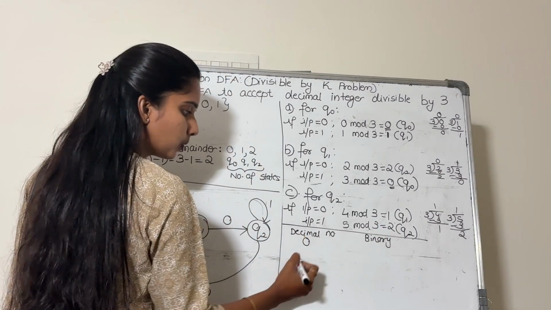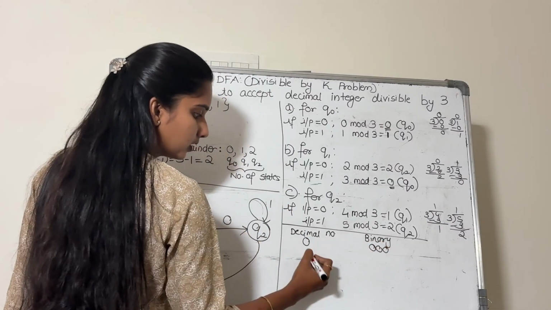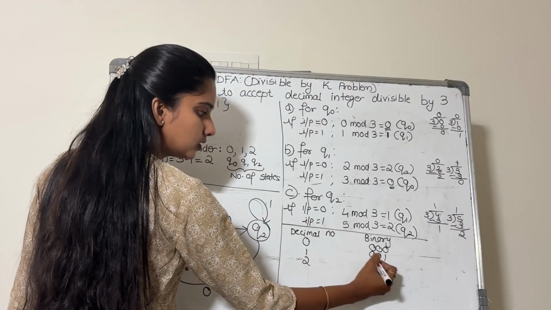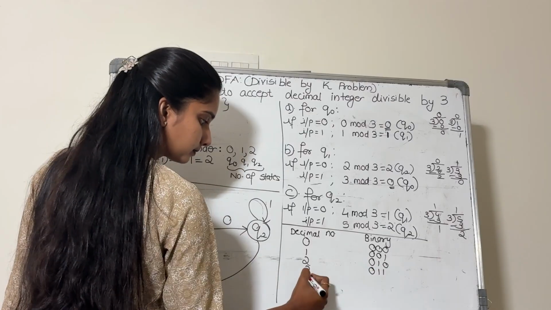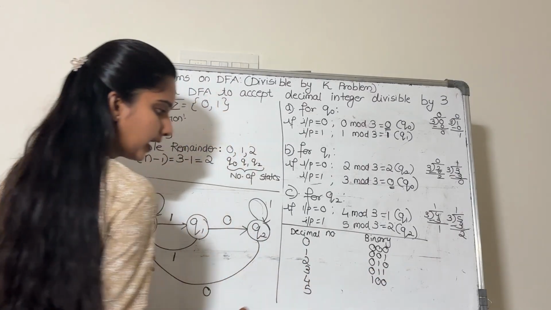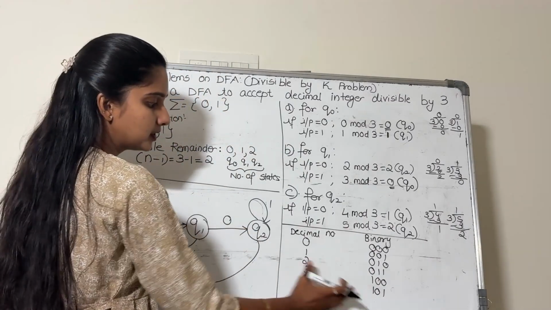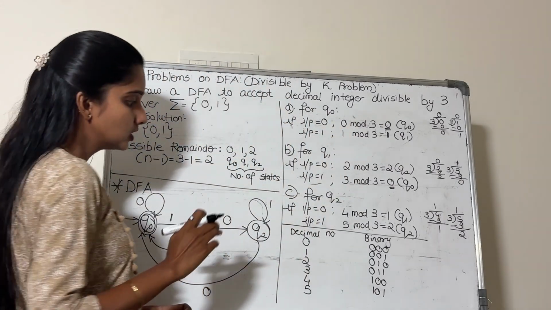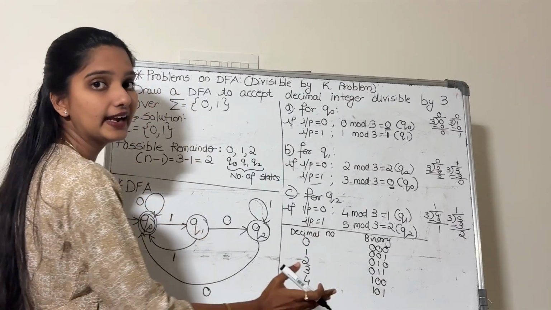We'll take the binary representation of those integers. So let's take 0. What is the binary representation of 0? It is 0. Of 1 is 0, 0, 1. 2 is 0, 1, 0. Next, 3 is 0, 1, 1. 4 is 1, 0, 0. 5 is 1, 0, 1. So this is nothing but the binary representation of these decimal numbers. Now let us check which binary numbers should get accepted.